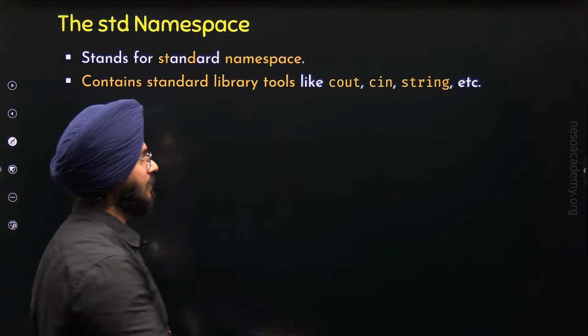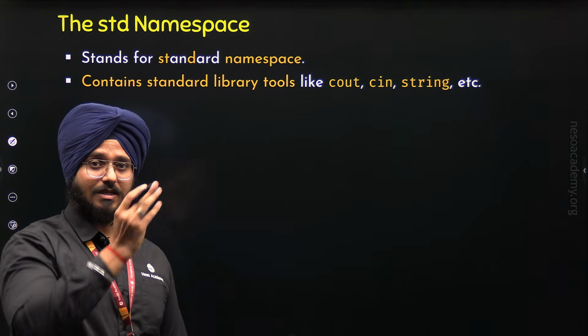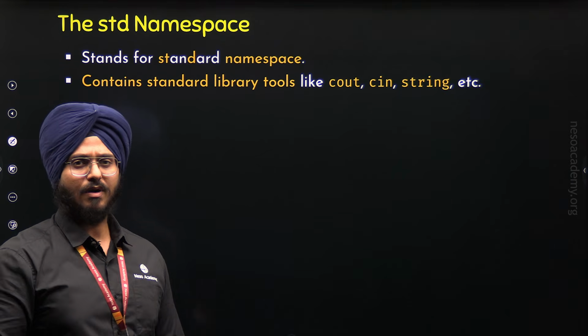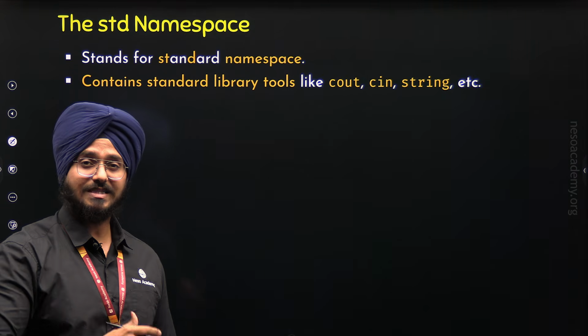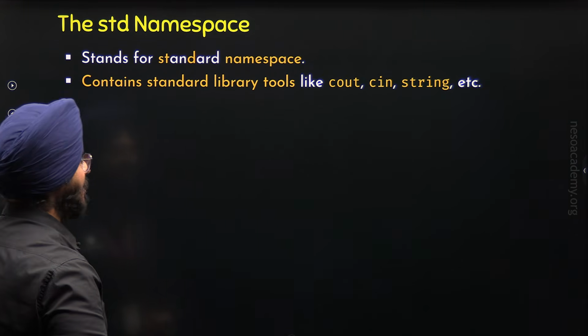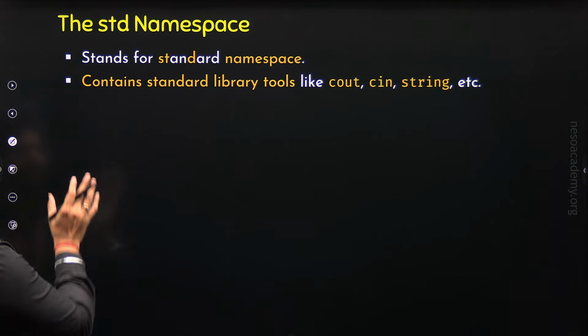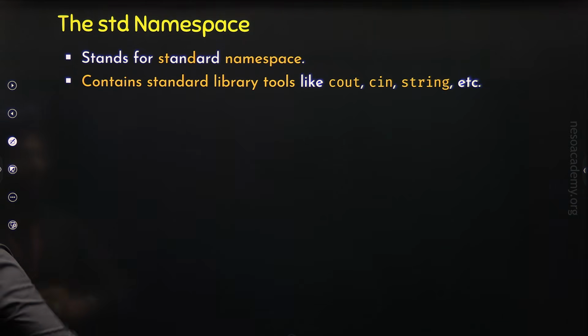We are well familiar with cout and cin. These are part of STD namespace. There are other library tools as well which are part of STD namespace. So when we want to use these tools, we know that we need to specify the STD namespace first. Now let's take an example to properly understand this.